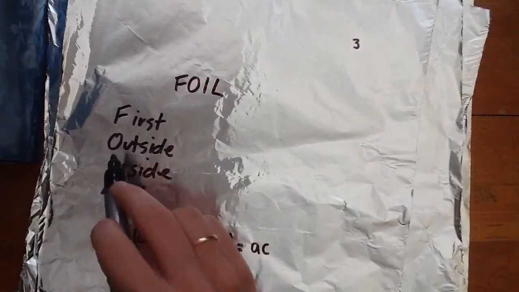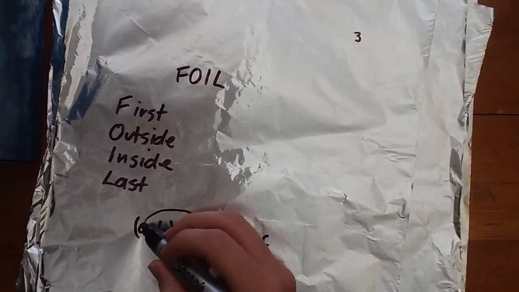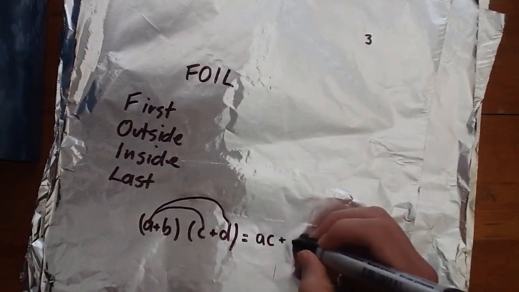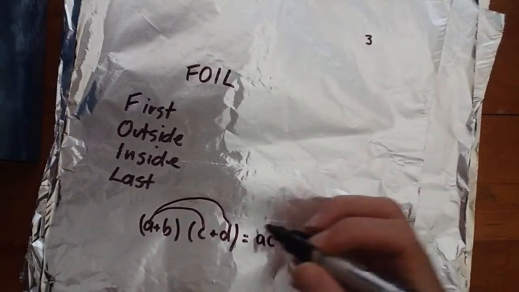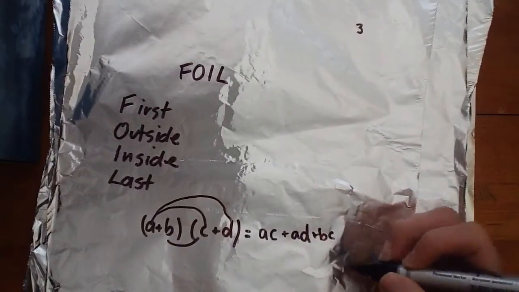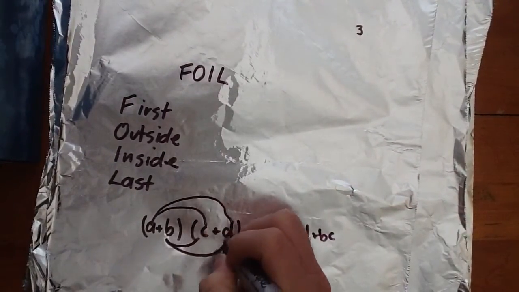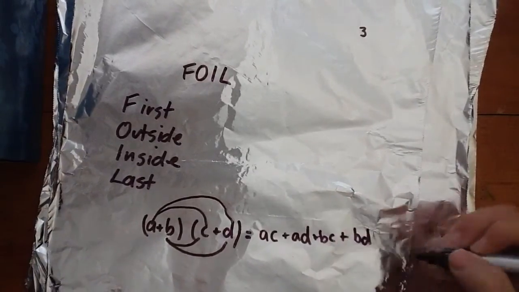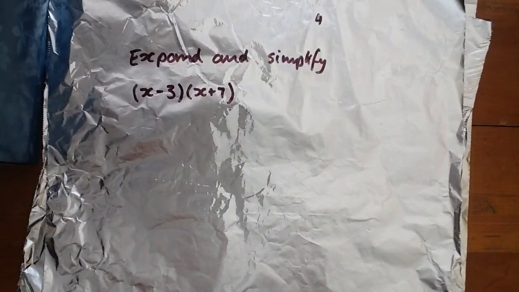Then we do the outside, which would be a and d. Then we do the inside, which is b and c. And then we do the last, which is b, d. We will now look at using FOIL on some examples.